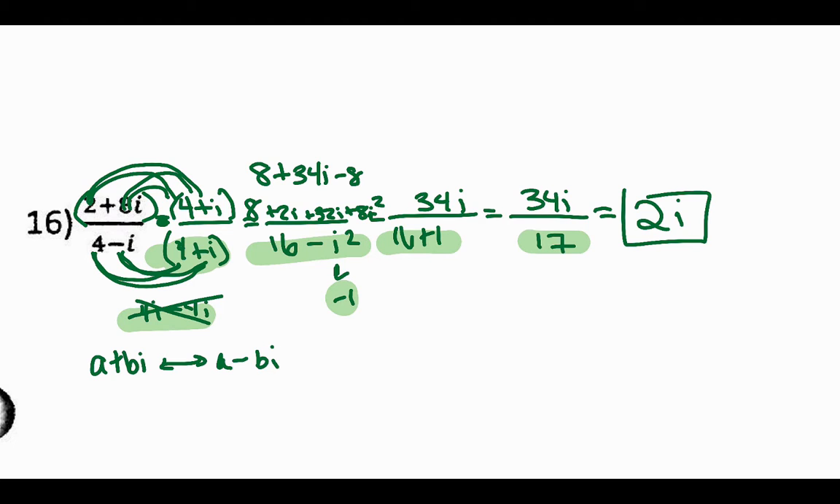In the numerator, I FOILed. I simplified, and I got 34i. And then you always want to check your final answer to make sure that it can't be further simplified. And in this case, it could. So again, keep practicing with that, and we'll check back in and see how you did. That is complex numbers in a nutshell.